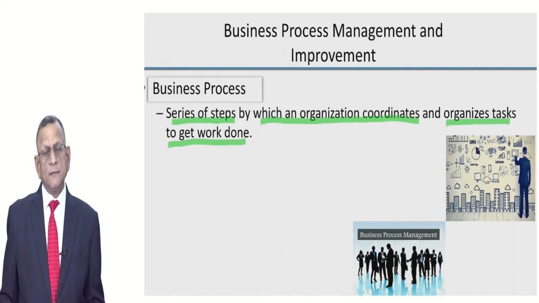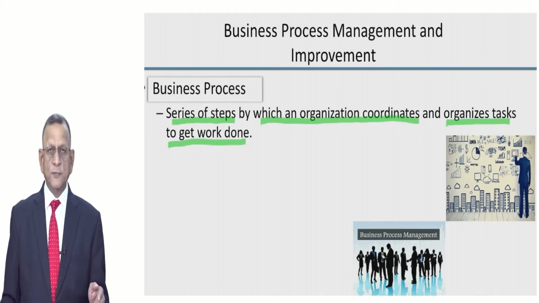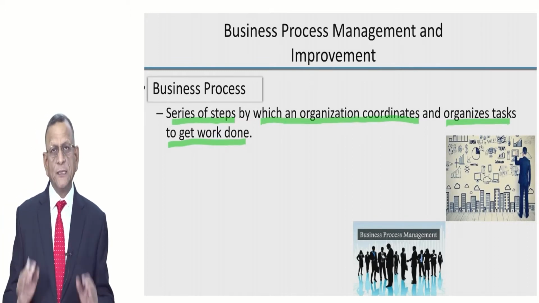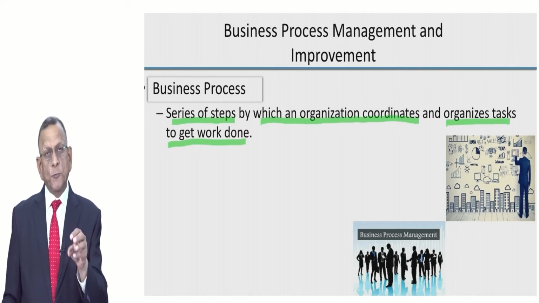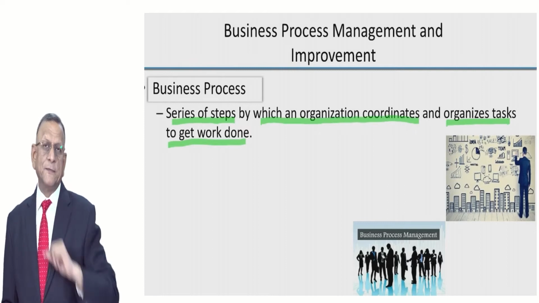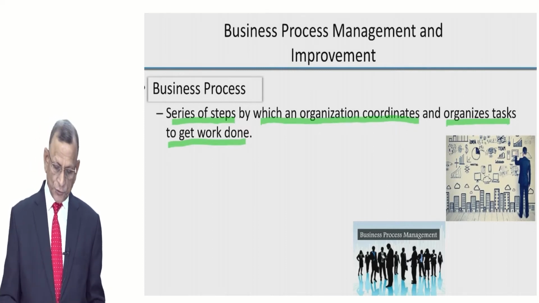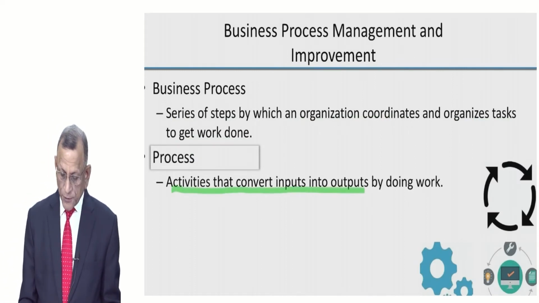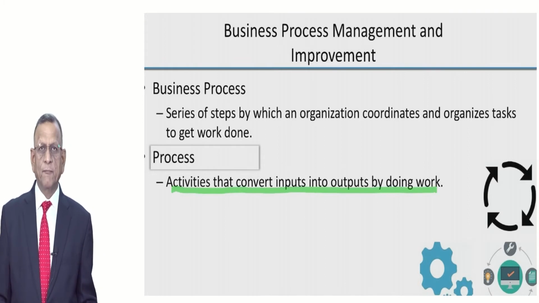How will this be done? Into small steps. What are those small steps which, if put together, let us see some output of this entire series of steps? Then probably this is what is known as process. So the process is activities that convert inputs into output by doing work. How can I define it?